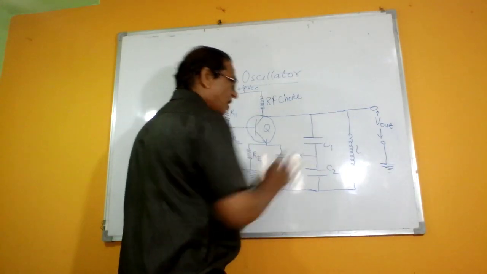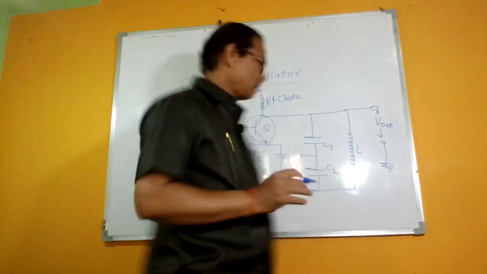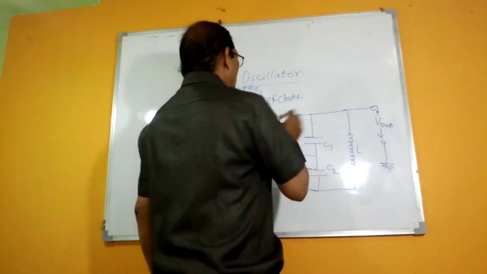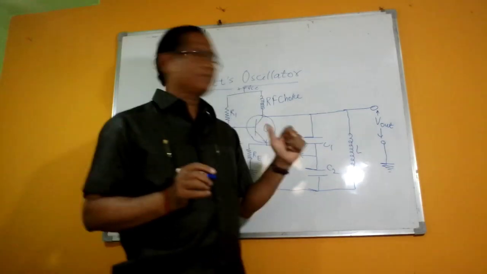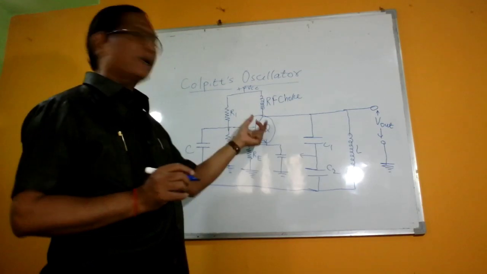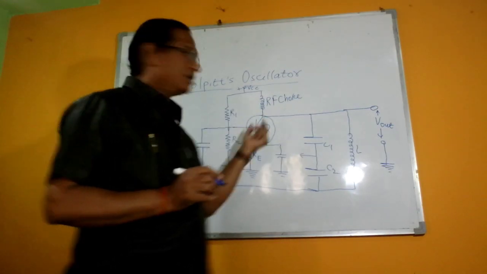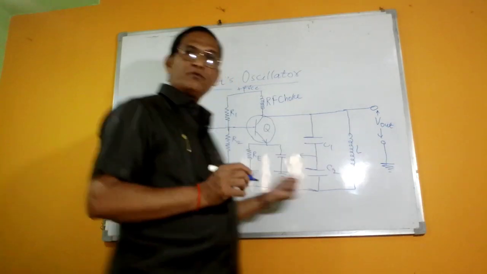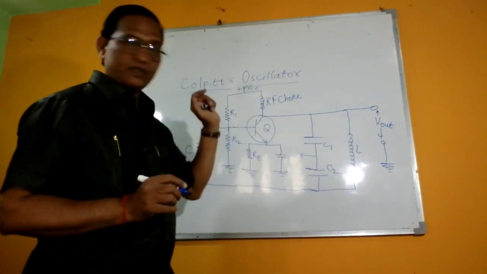So this is tapped at the center. These two capacitors C1 and C2 are to be tapped at the center. So this is the circuit diagram for the Colpitt's oscillator. It consists of a tank circuit, feedback network, and a transistor amplifier. So the transistor amplifier along with the tank circuit and feedback network can act as an oscillator. So this is a Colpitt's oscillator.